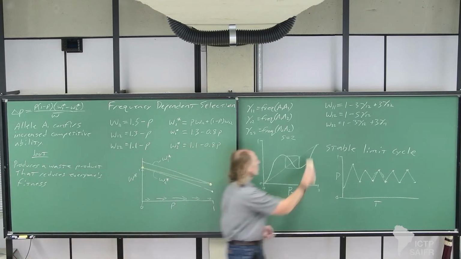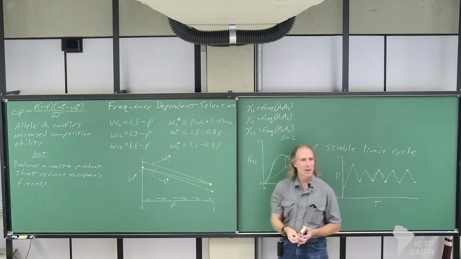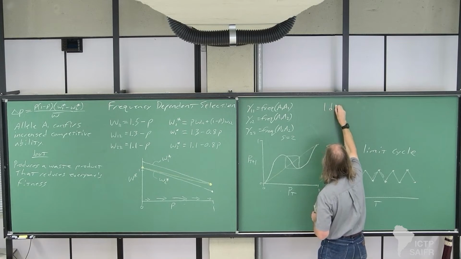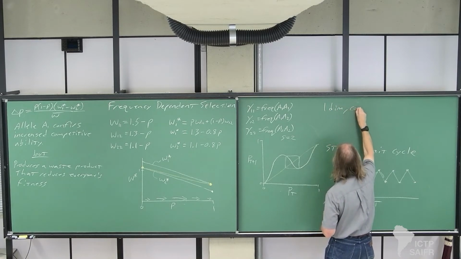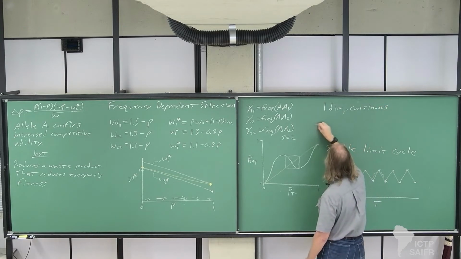Okay, we're stepping away a bit from just this topic, but this kind of dynamics comes up everywhere. So if I had one-dimensional, continuous, what would it require to get a limit cycle?